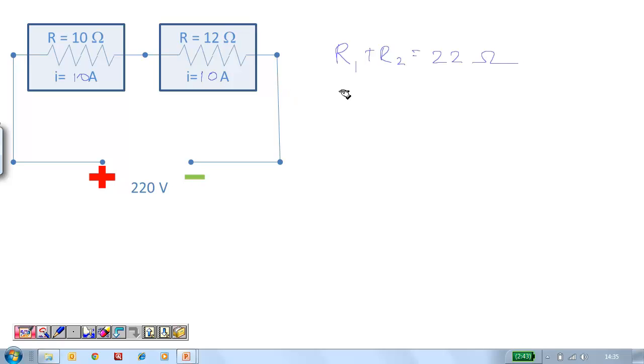to... how did I get 10? It is 220, which is the voltage that we have out here, divided by 22, the net effective resistance, and that gives you the amperes.